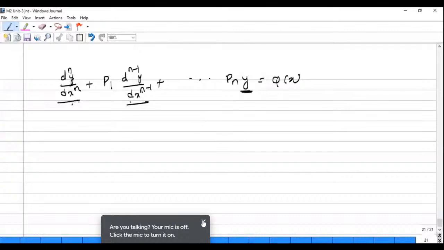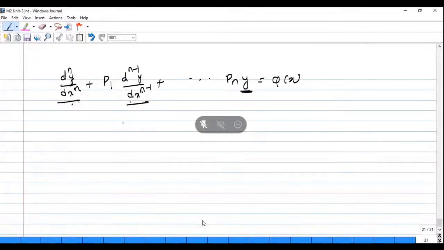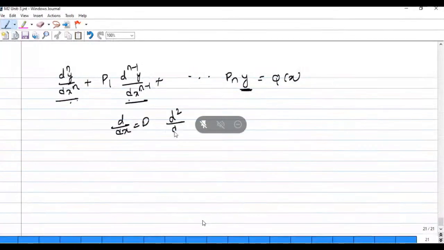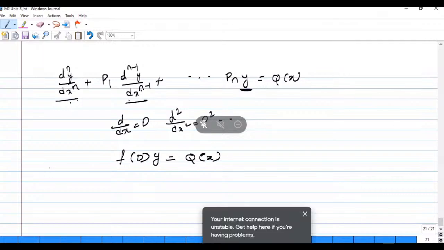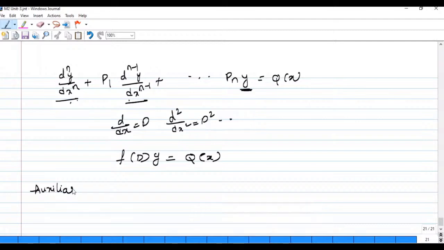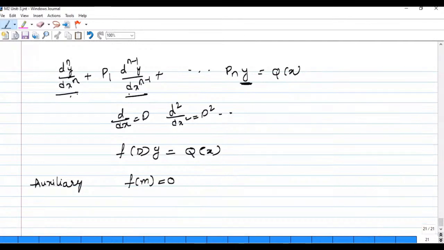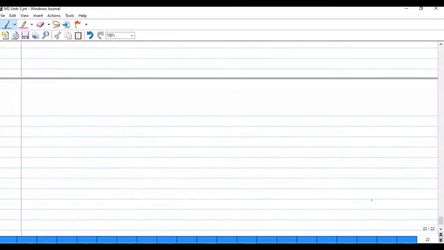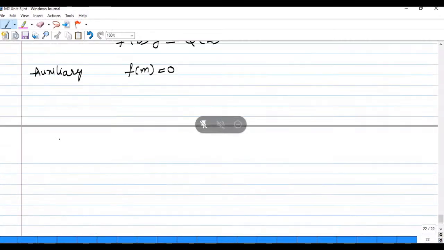Now, to solve it, we will write the symbolic form of the given equation. We put d/dx as capital D, d²/dx² as D², and so on. The given equation will be in the form f(D)y = Q(x). What is the auxiliary equation? For finding the complementary function, the auxiliary equation is f(m) = 0, and we will find the roots of this auxiliary equation. Depending on the roots, we will write the complementary function.